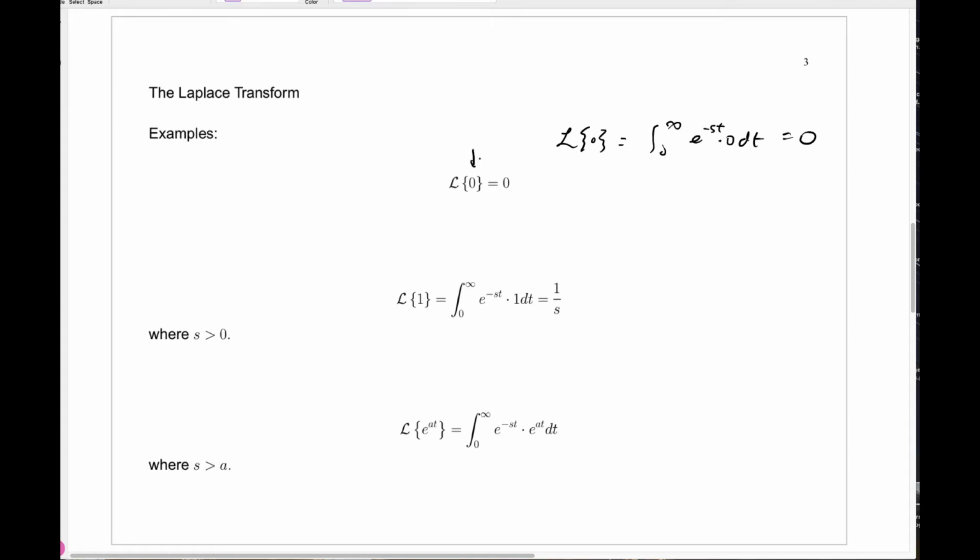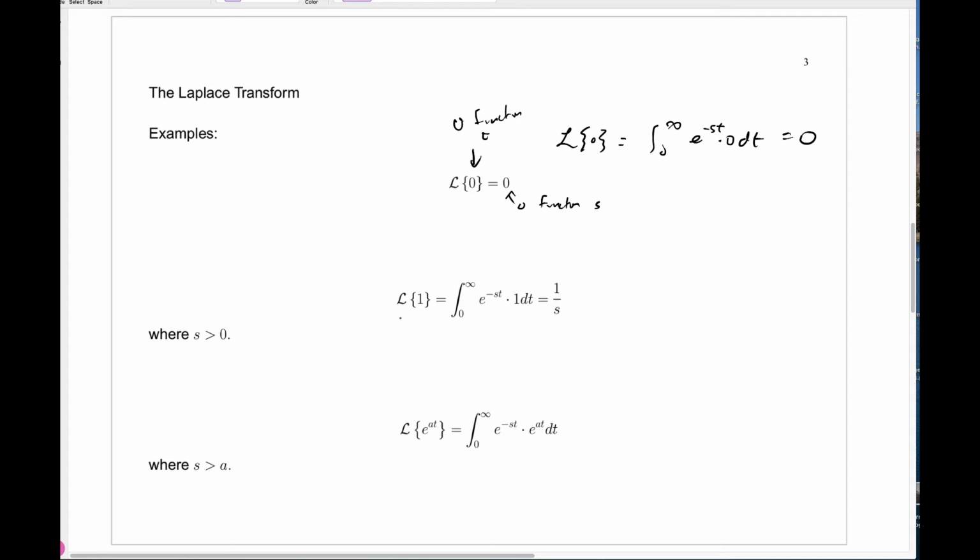Now, when I write this, remember, this is the zero function with variable t, and this is the zero function with variable s. So they're both written just as 0, but think of this as a function of t and this output as a function of s.